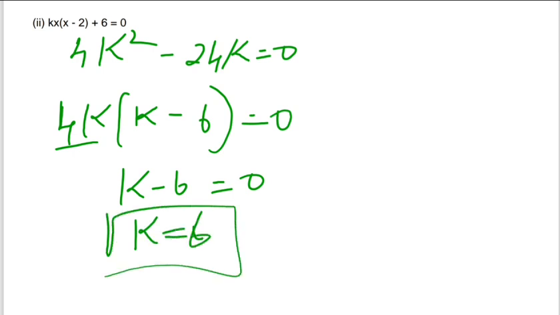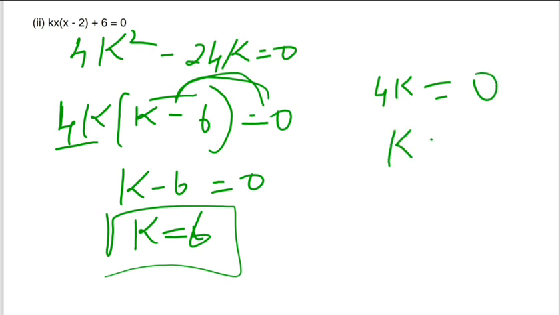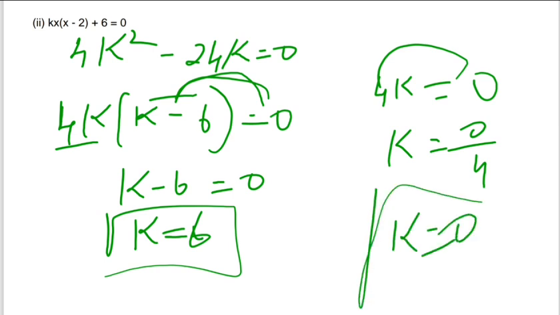So this is one thing. But if we take k minus 6 to RHS, what will happen? See, 4k, if we take k minus 6 to RHS, it will become 0 by k minus 6, that is 0 only. So k will be, if we take 4 to that side, 0 by 4 is 0, that is k is equal to 0. So there are two values for k, that is first one is 6 and second one is 0. So let's go to the third.